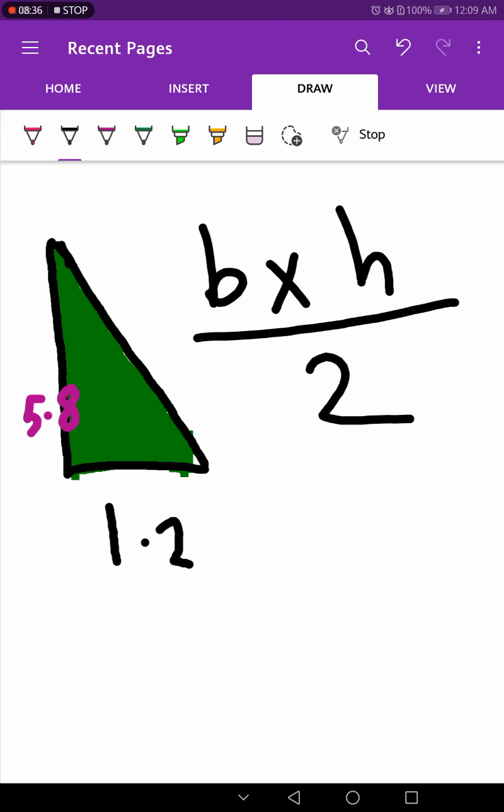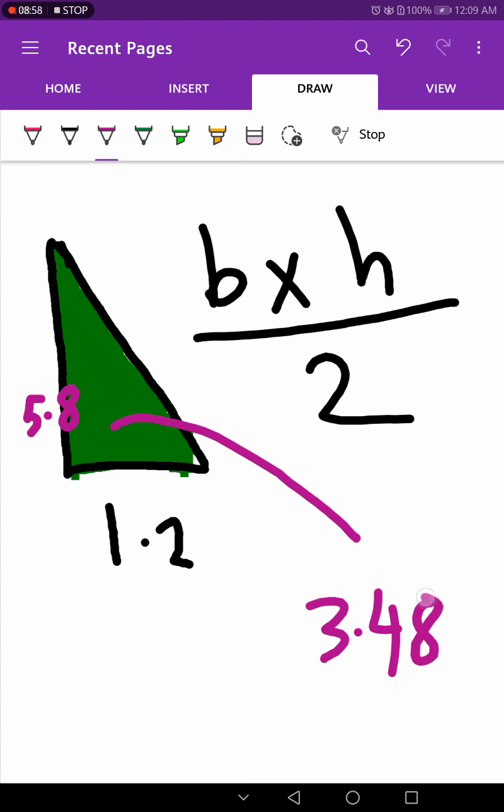Okay, 1.2 multiplied by 5.8 equals 6.96, divided by 2, it is equal to 3.48. So the area for this is 3.48 hundredths.